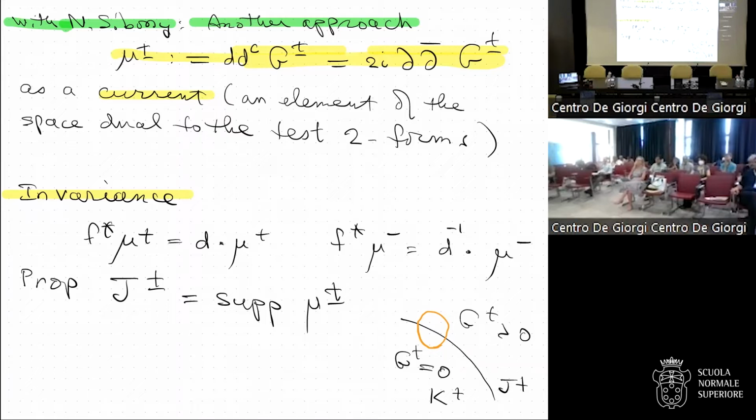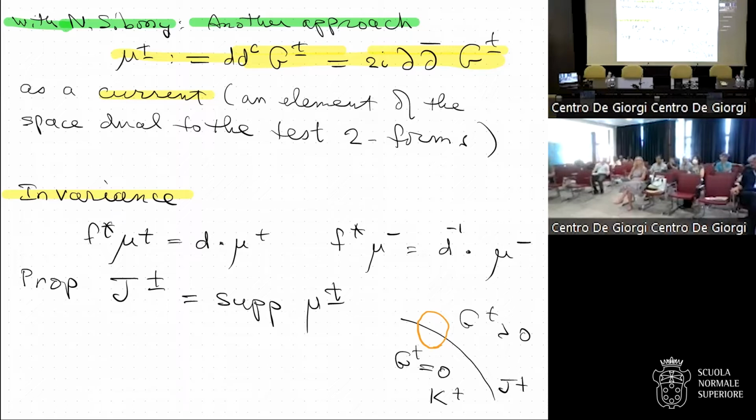So you've got mu plus and you've got mu minus, and you take d bar of both of them. And you can interpret it as a current. So this is like a distribution. Distributions are the dual space of the test functions, and instead you can try test forms. And they have obvious invariance. You take mu plus, you pull it back, and it multiplies by d. You take mu minus, you pull it back, and it divides by d.